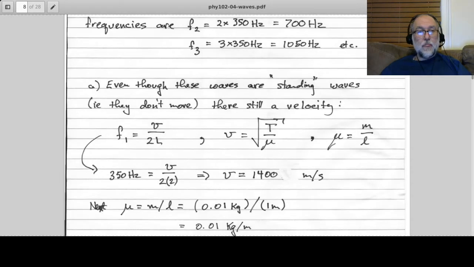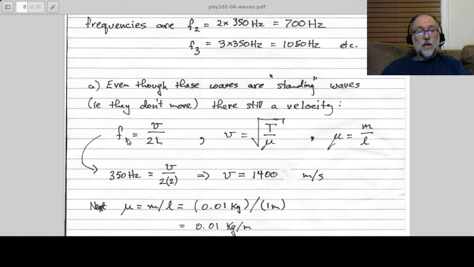All right, so even though these are standing waves, so standing means not moving. You know, if you were to look at these waves on a string, you would say, well, I don't see the waves traveling down the string. So they're kind of moving in place, hence the name standing. Okay, and even though they're standing waves, they still have a velocity associated with them, and that velocity is given by v is equal to the square root of the tension divided by the linear mass density. And again, remember, the linear mass density is the mass divided by the length of a string.